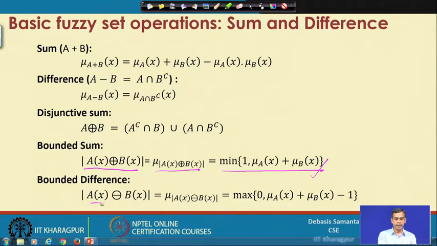The bounded difference is expressed by this notation and its membership value can be obtained using this formula. It is the maximum of the values 0 and mu A(x) plus mu B(x) minus 1. So, we can take the maximum of these two values for each element x, then we can obtain the fuzzy set membership values of the elements which belong to the bounded difference.